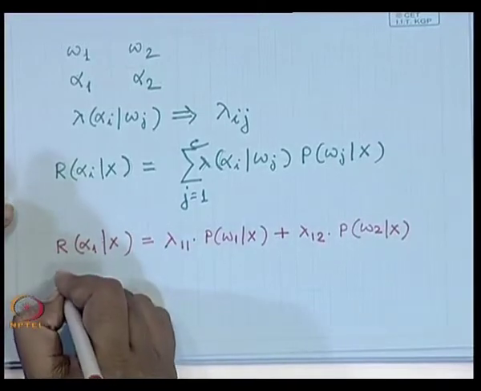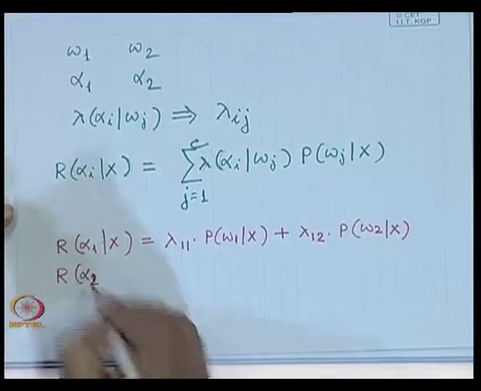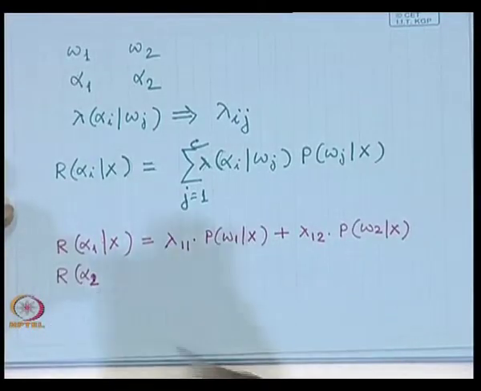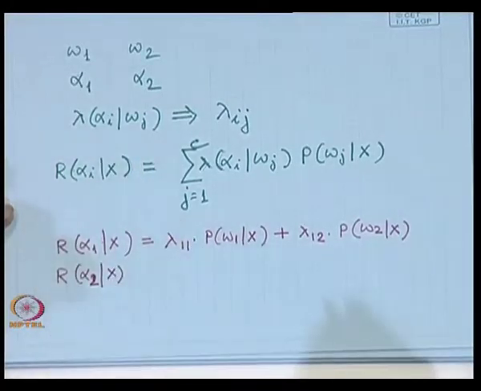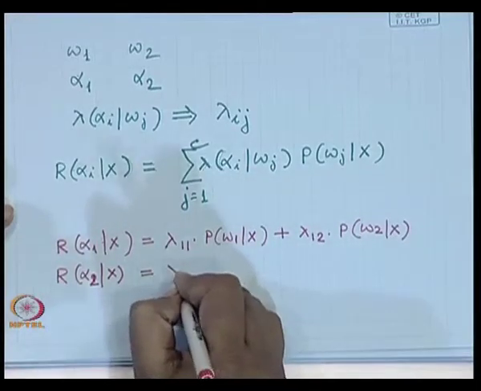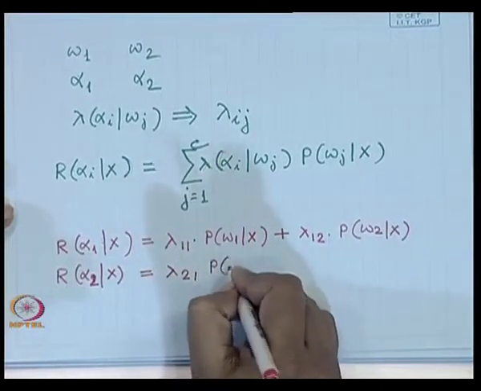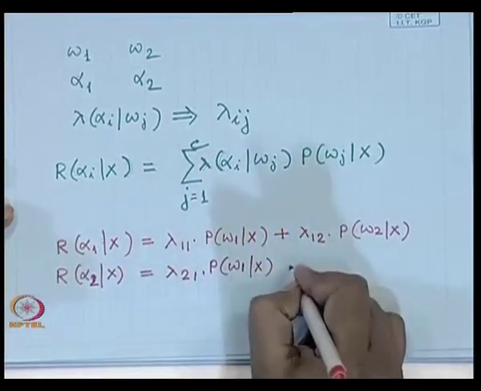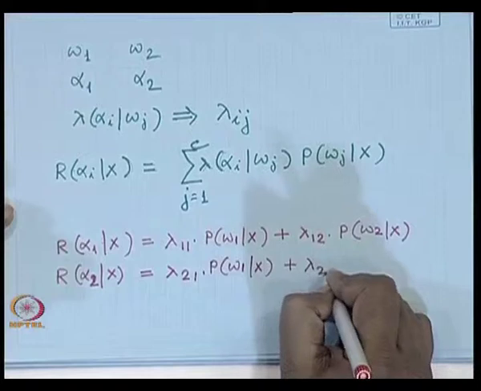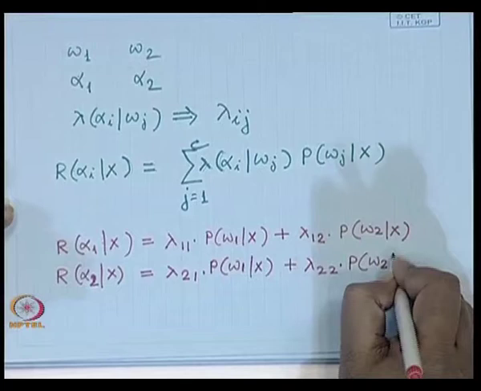Similarly, I have the other option of taking action alpha 2. I can take one of these 2 actions. So, the risk involved for taking action alpha 2 on observation vector x is nothing but lambda 2 1 into p of omega 1 given x plus lambda 2 2 into p of omega 2 given x.